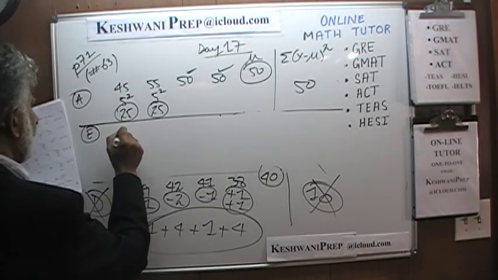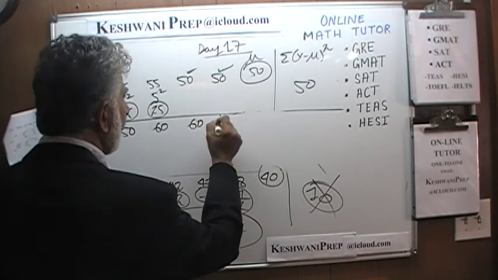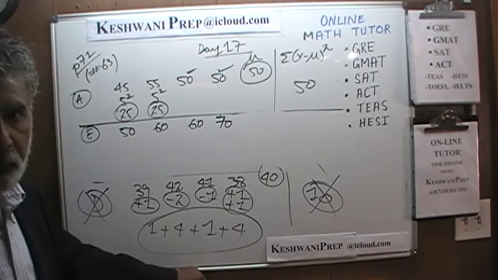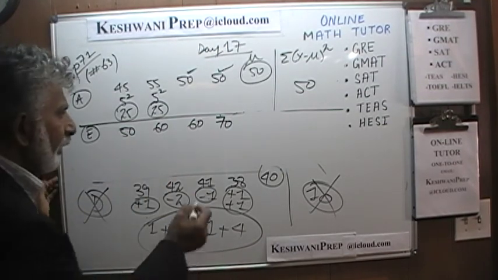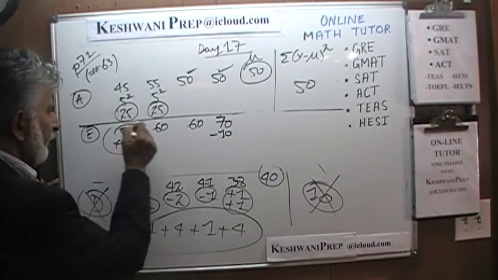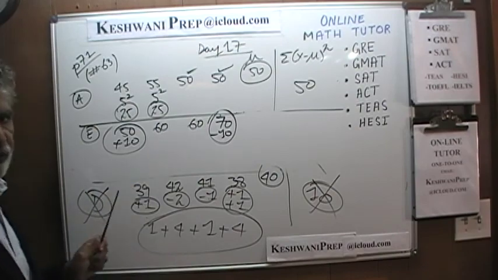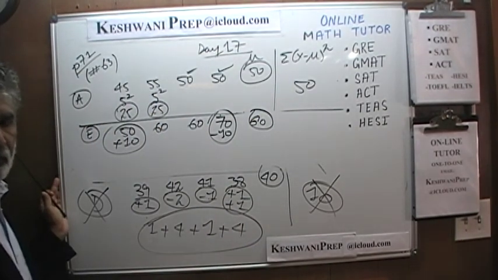E says 50, 60, and 70. Again, I hope by now you're picking up on it. The average here is 60. Visual observation tells you that it's 60, because all you have to do is take 10 away from this guy and give it to this guy. Now this becomes 60, and this becomes 60, and this is 60, this is 60, which means the mean is 60. How far away from 60 are they?